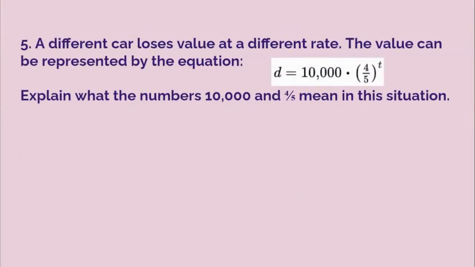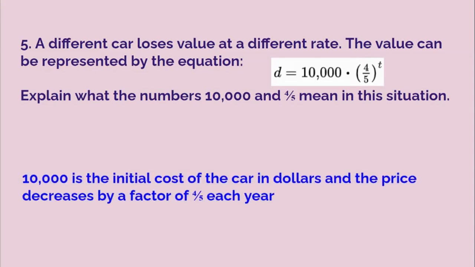Number 5, a different car loses value at a different rate. That value can be represented by the equation D equals 10,000 times 4/5 to the T. Explain what the numbers 10,000 and 4/5 mean in this situation. So 10,000 is going to be our initial value, our initial cost of the car, and then the price decreases by a factor of 4/5 each year. 4/5 is our growth factor.